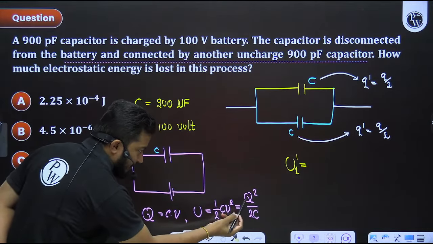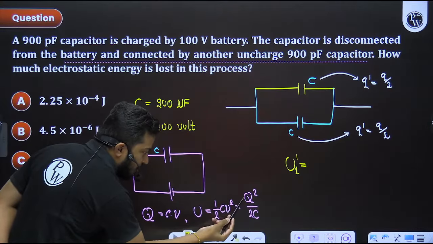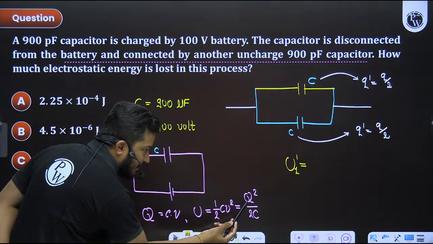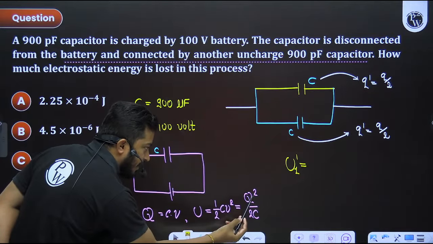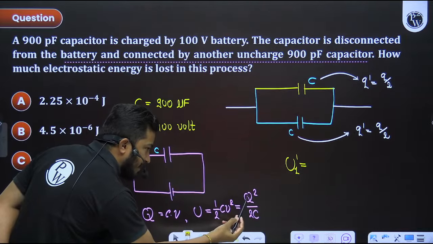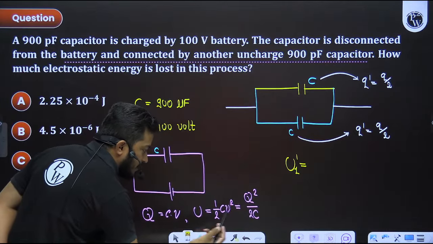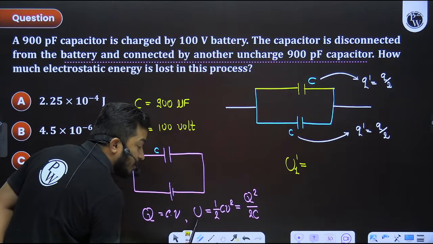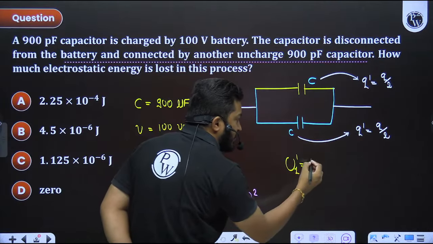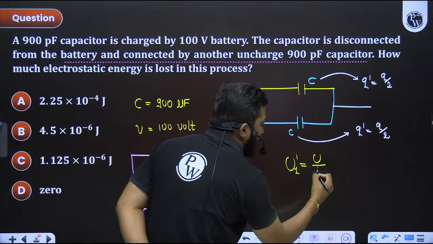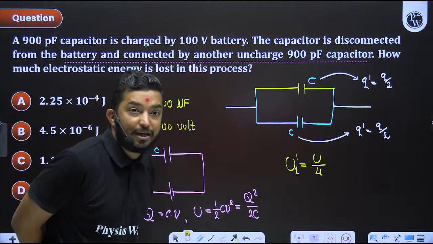The amount of charge Q is going to be half. So if the charge is half, then I have Q by 2 squared, so 2 squared becomes 4. The whole expression is divided by 4, so the amount of energy is one fourth of the initial energy. So the new energy on the very first capacitor is equal to U by 4. It is one fourth of the initial energy.